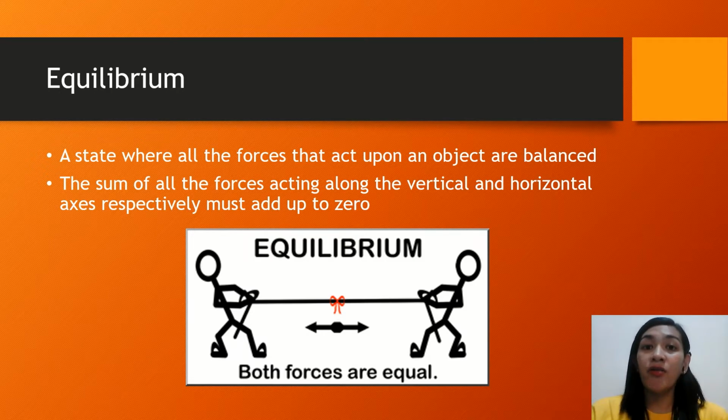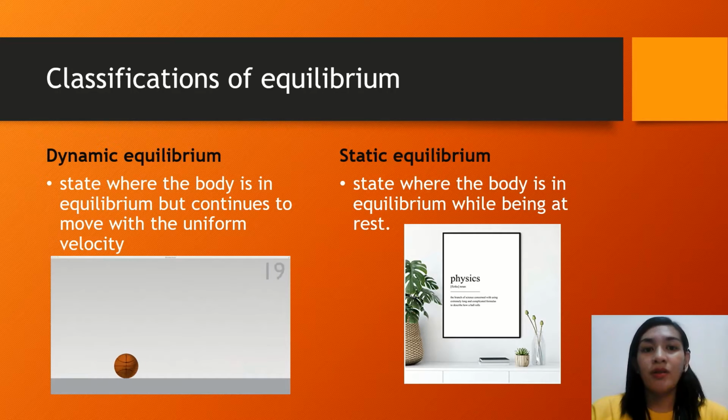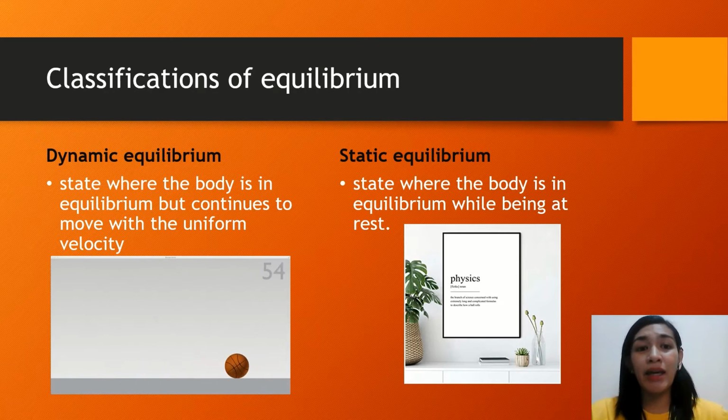Now, there are different classifications of equilibrium. Let's have our first classification. Equilibrium could be classified as dynamic or static. When we say dynamic, it is a state where the body is in equilibrium but continues to move with uniform velocity. Our animation here is a ball moving with a uniform velocity. So, dynamic meaning it is moving.